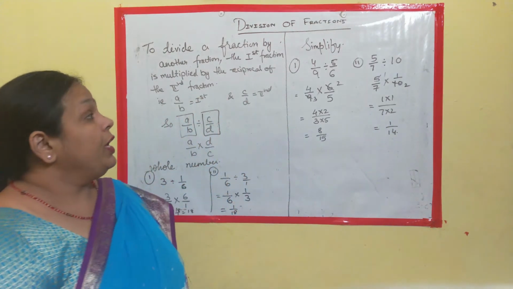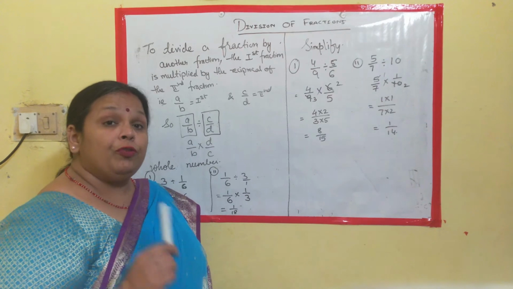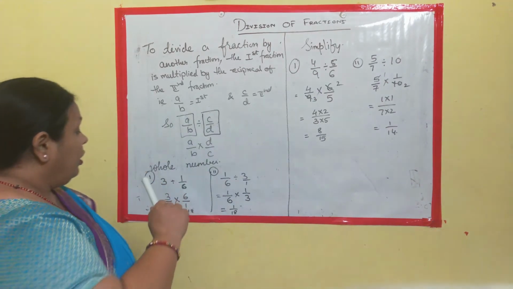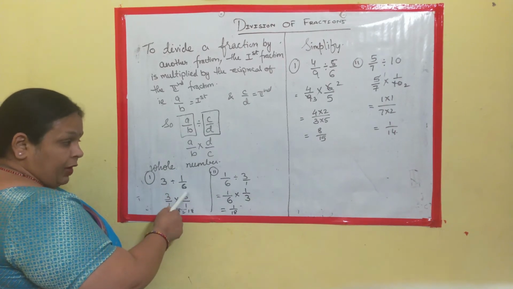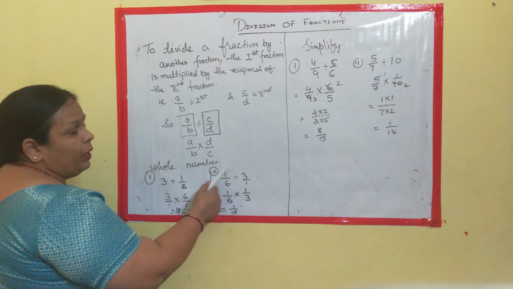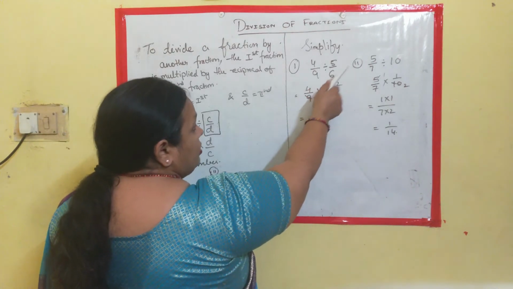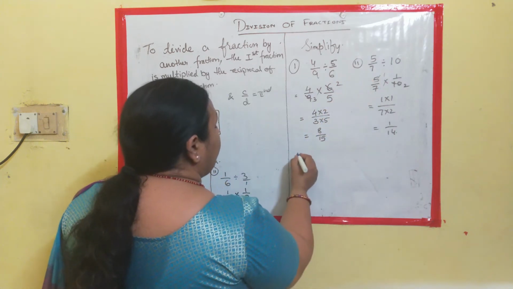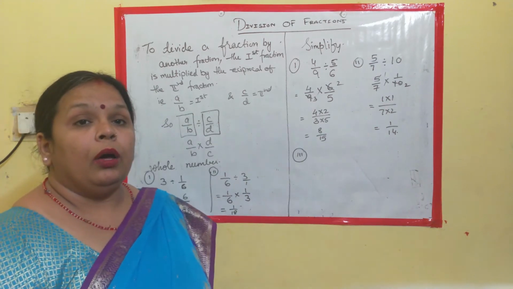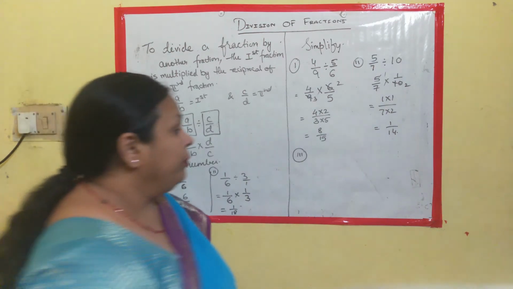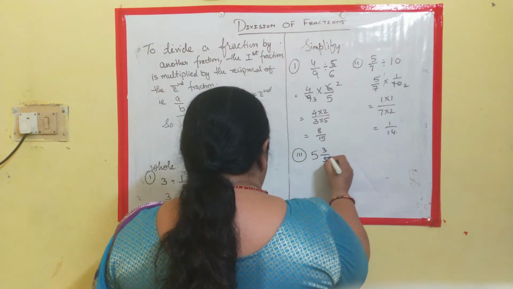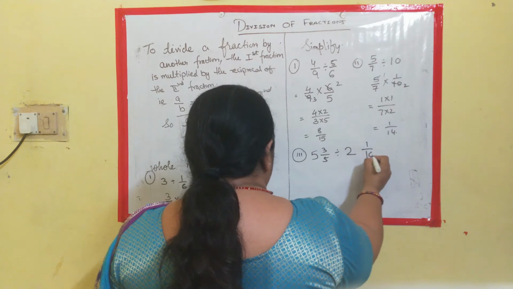Clear? So we have seen division of two fractions, division of one fraction with a whole number, division of a whole number with a fraction. Clear? Whole number divided by a fraction, fraction divided by a whole number, two fractions. Now let's take a third example where we will be dividing a mixed fraction. Okay. Now the example goes like this: 5, 3 by 5 divided by 2, 1 by 10.